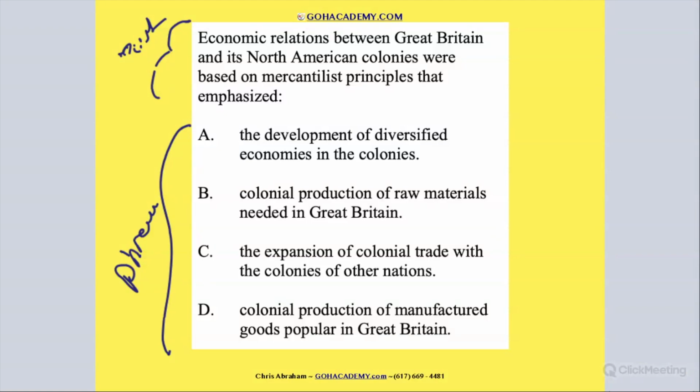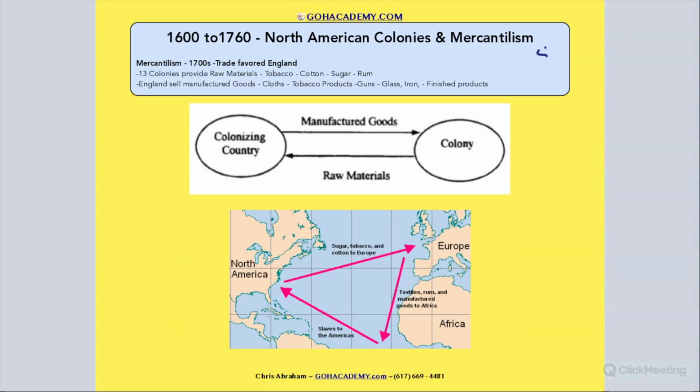So it says here, economic relations between Great Britain and its North American colonies. So it's talking about how Great Britain and the 13 colonies interacted, how their economies were linked, were based on mercantilist principles that emphasize, so they followed mercantilism. Okay, what is mercantilism? That would help us understand what mercantilist principles were. So let's get the big picture of what mercantilism was back then.